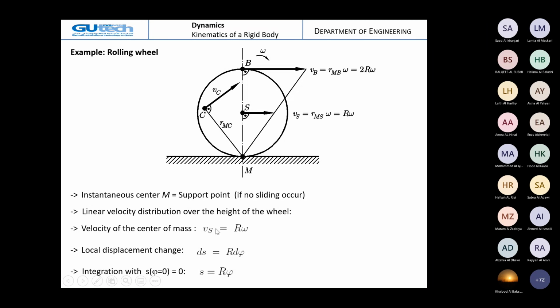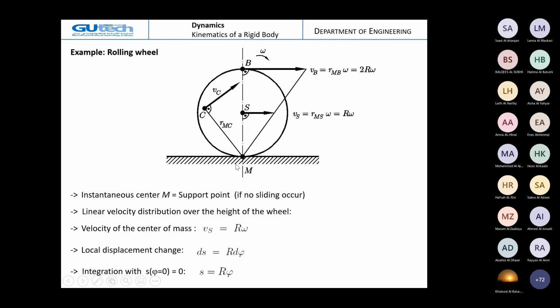Then the velocity here at this point is only R, the radius, multiplied by the angular velocity. The VB will be the distance RMB multiplied by omega also. Then it's only 2 times R omega.